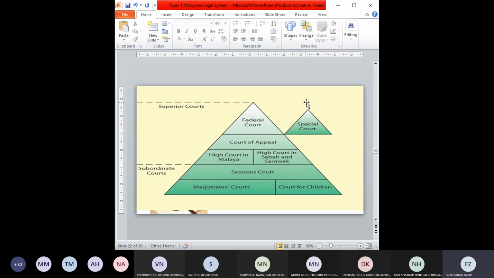Okay, so let me talk about the Special Court for a bit. The Special Court is used to adjudicate cases which involve state rulers and the Yang di-Pertuan Agong. So if the Yang di-Pertuan Agong or the state rulers, any sultans, any raja, commit any crime or any wrong in their personal capacity, meaning not as a YDPA or state ruler but privately, their case will be heard in the Special Court.